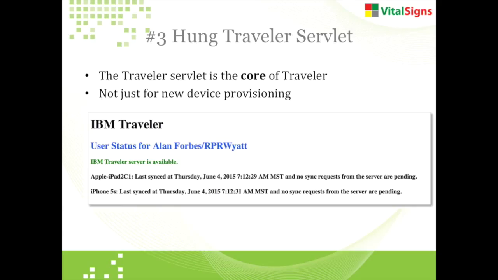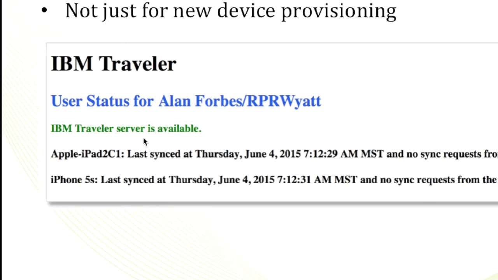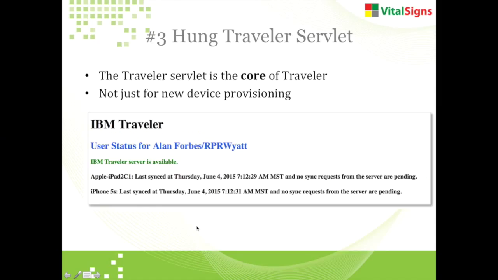The way to find out whether your Traveler Servlet is hung or not is to go to the URL on the Traveler server. Typically it's just hostname/Traveler. If all is well and good, you should see a screen like this, including the text in green here that says IBM Traveler server is available. If there's an issue with the Traveler Servlet, you'll get a message in red telling you what is wrong with the servlet.